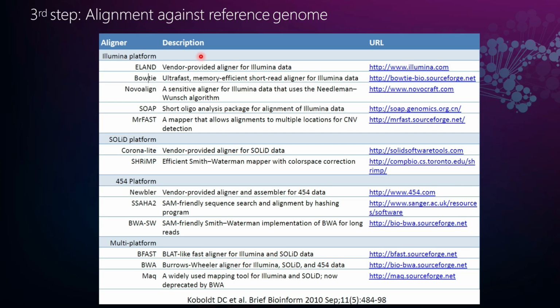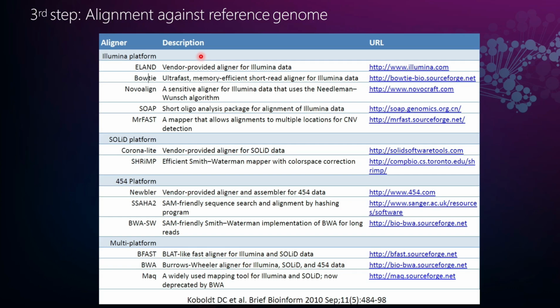There could be a question: are there specific tools that we have to use for specific technologies? No, you can use multi-platform tools as well, such as BWA, MAQ, BFAST. Bowtie works on all data as well. You can align PacBio NGS data by using Bowtie. You can align that as well.